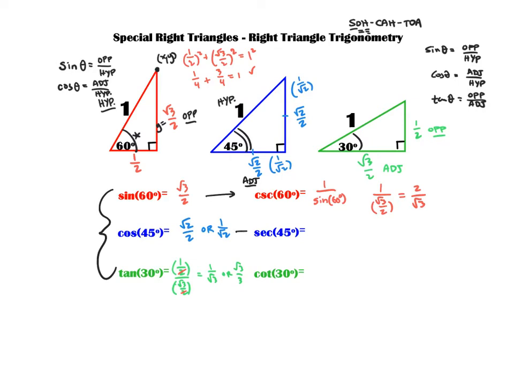Secant is going to do the same thing with cosine. So that will be 1 over cosine of 45 degrees. 1 over root 2 over 2 will equal 2 over root 2. It's okay to leave your answer in that form. Typically in math, we like to rationalize the denominator, which means get rid of the radical. I'll show you how to do that here.